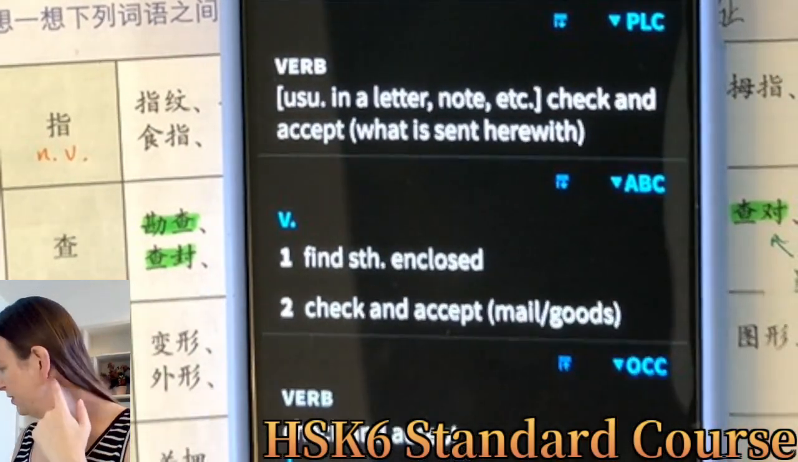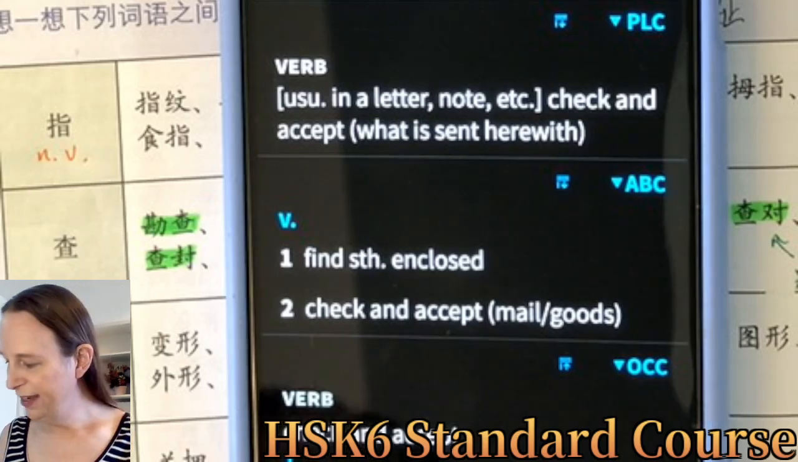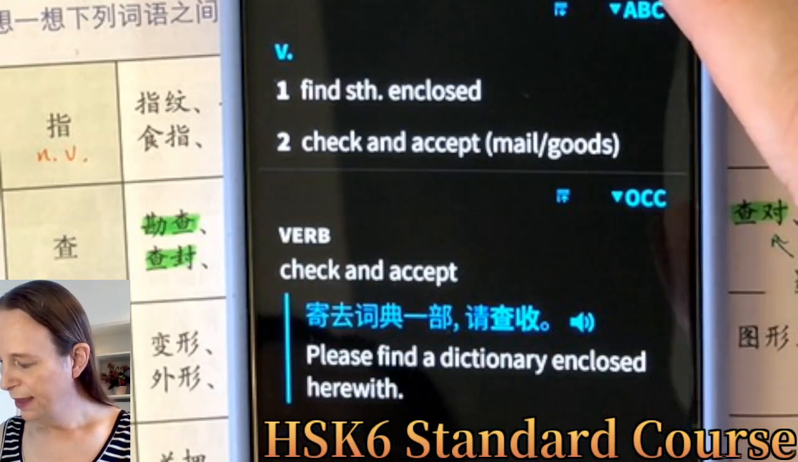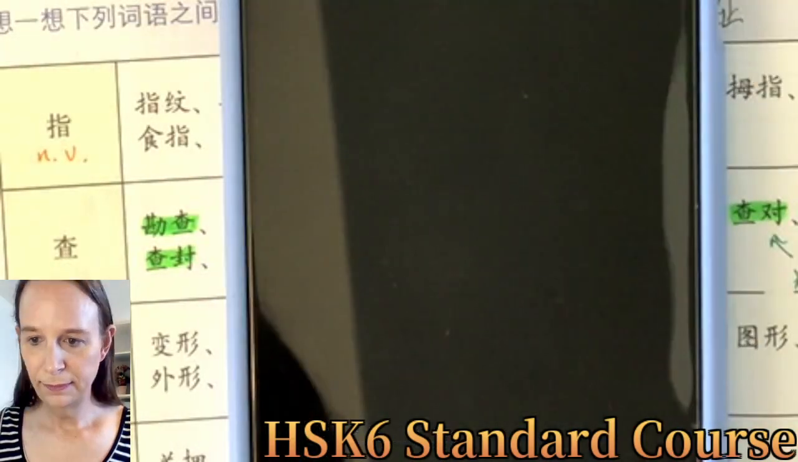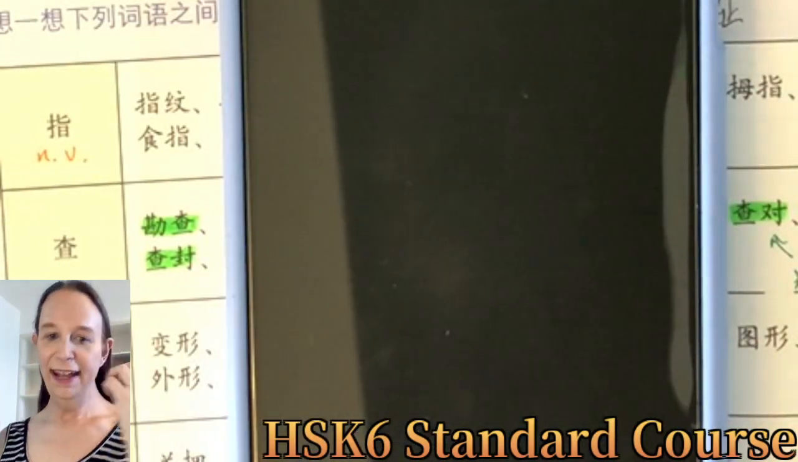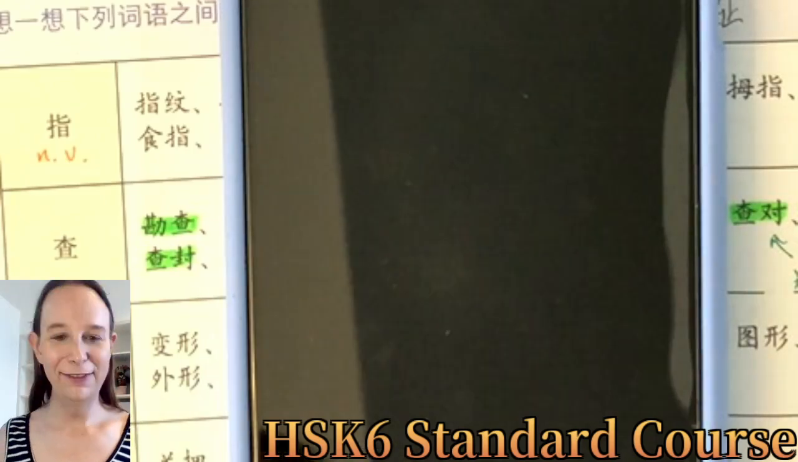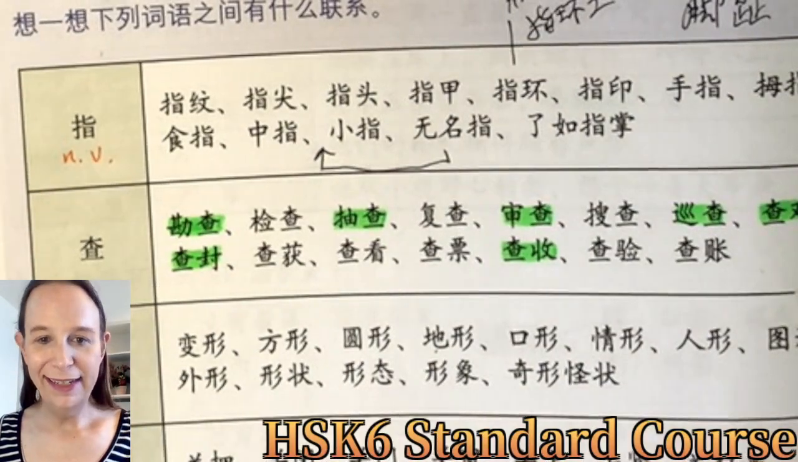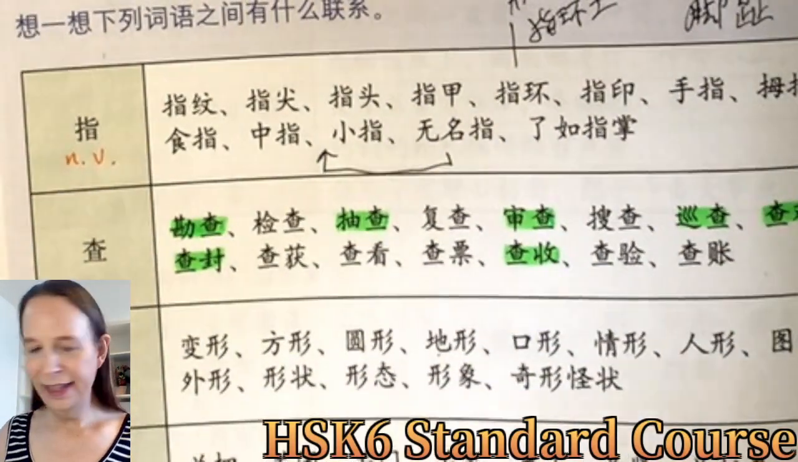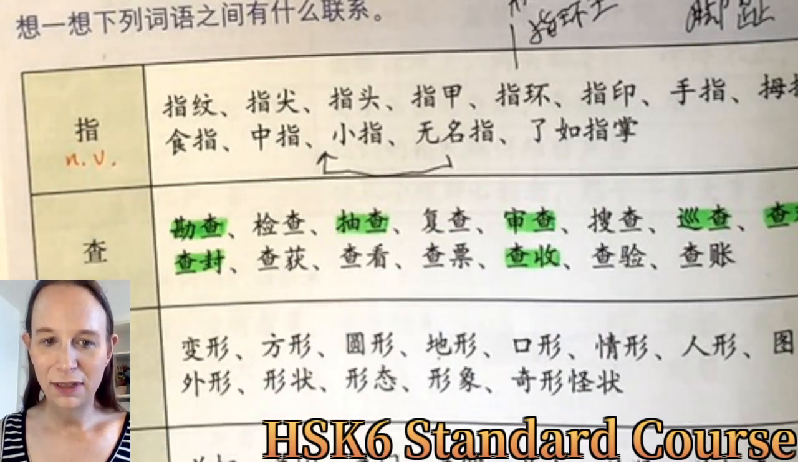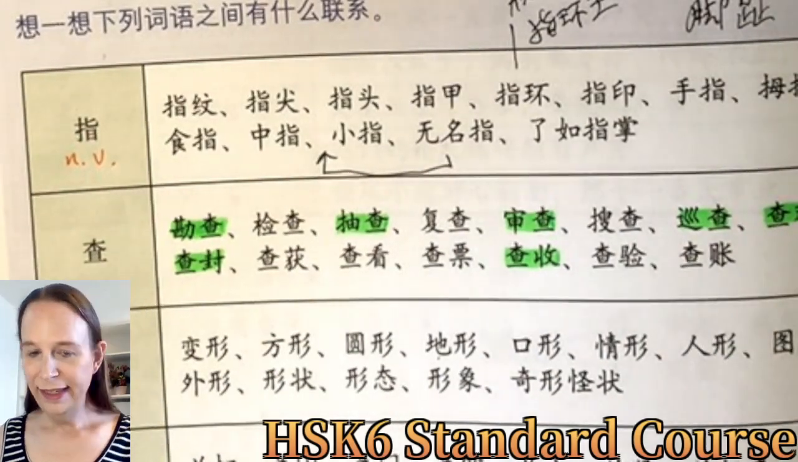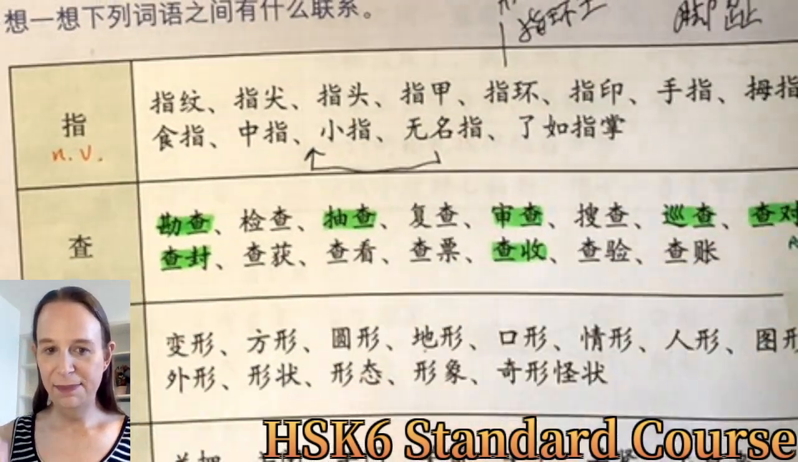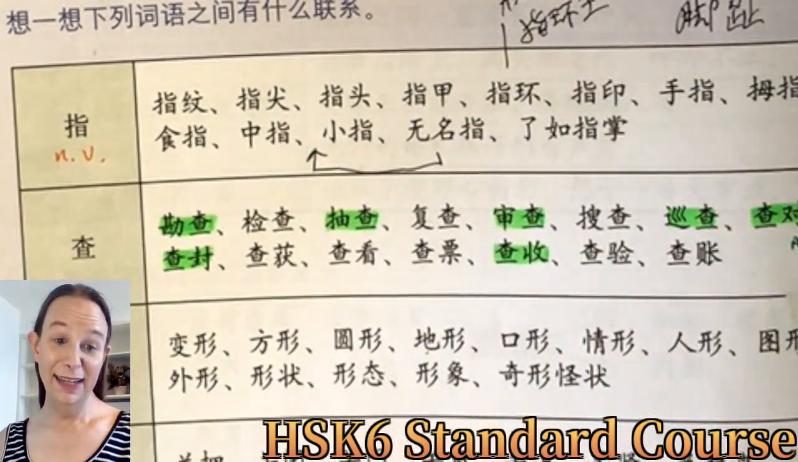Inspected. Oh, so this is used on packages, is it? Yeah, okay, pause. So I went to check my packages, to see if I could find 查收 on a package. No, I didn't. However, I think that's where you would find 查收. It's kind of two words as well, right? Inspect and receive or accept.